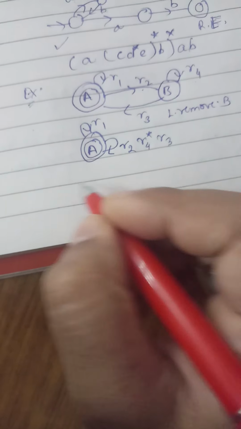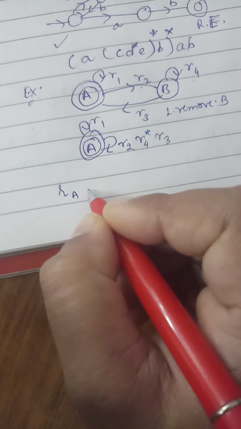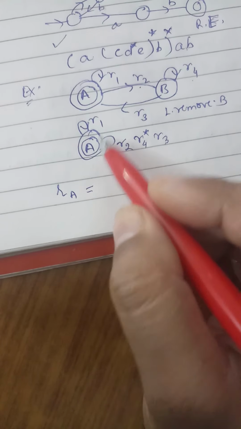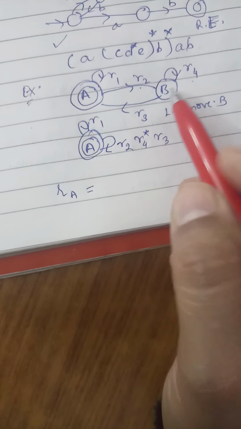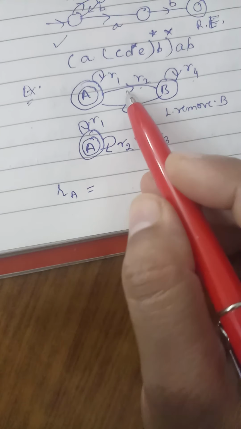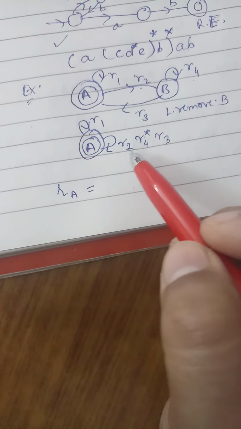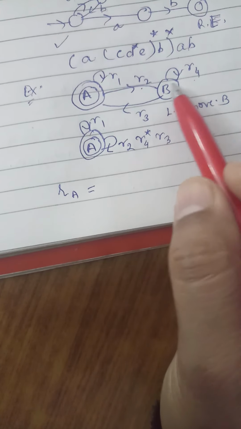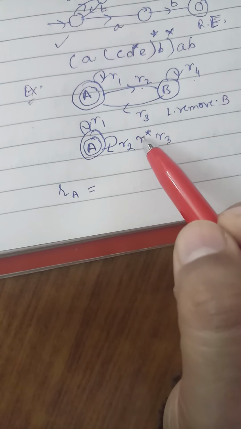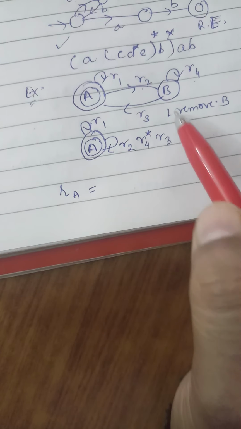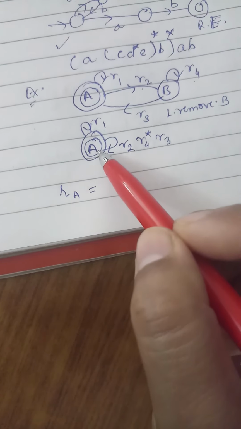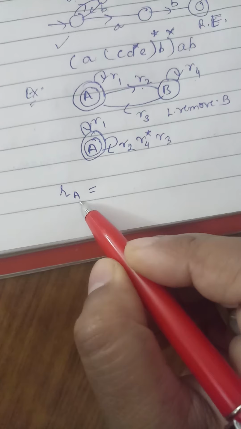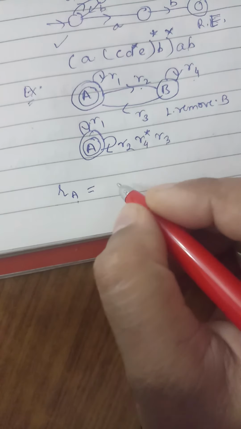Now how can we write RA? We can write RA like this. We remove B here, and because we are removing B, whatever is coming and going from B, we will write as a loop on A: R2, then R4 star because it's a loop, then R3. So after removing B, we can write RA here.